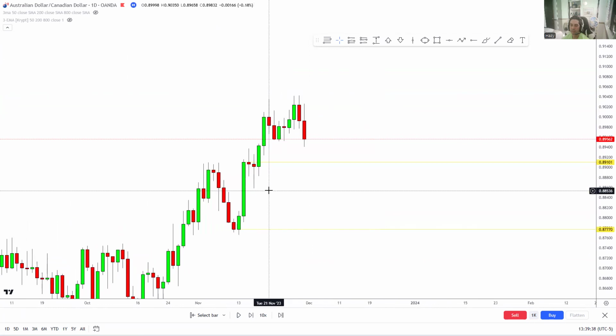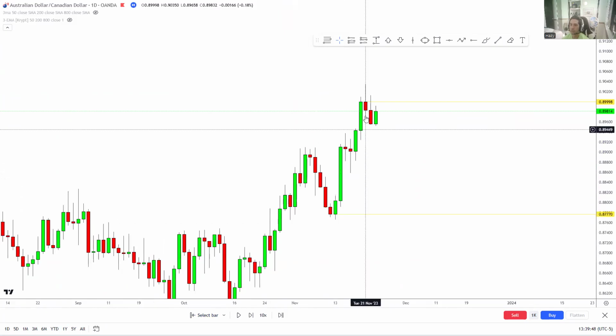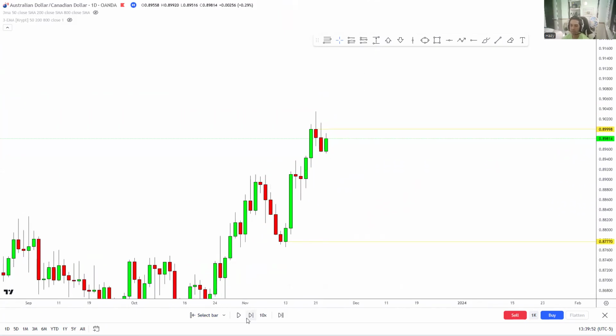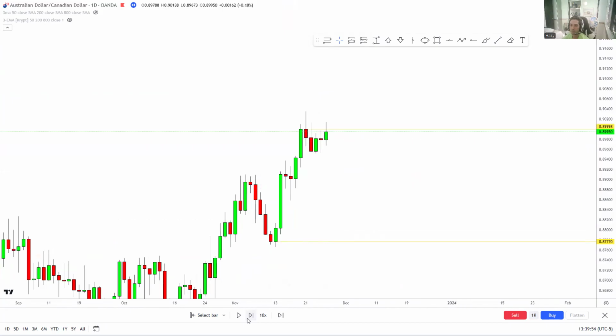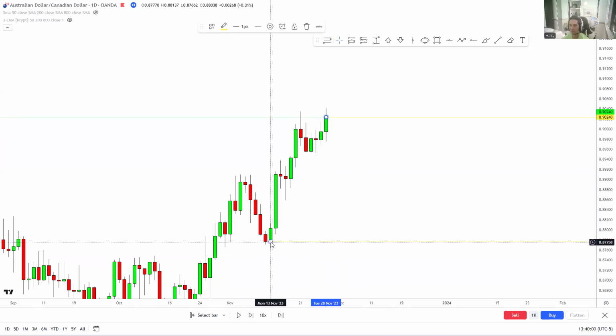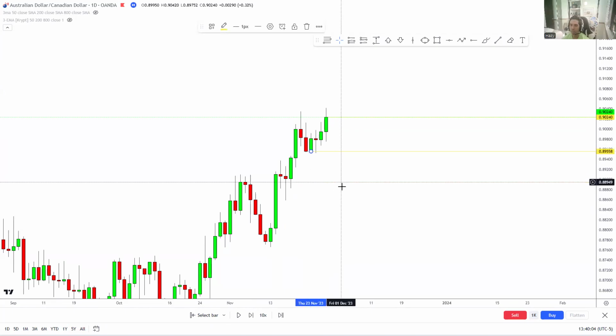I would consider this a pullback right here. So what happened here? We are creating a higher high. Now we're creating a potential higher low. In this case, it broke, so this will be now our higher high. This would be our higher low. Now we're still in bullish structure.